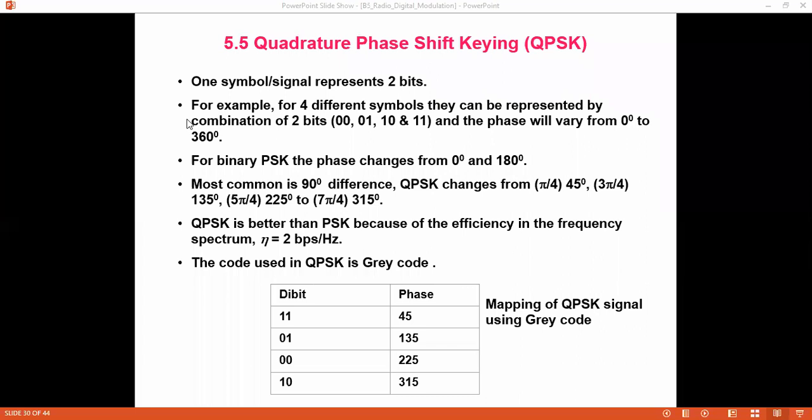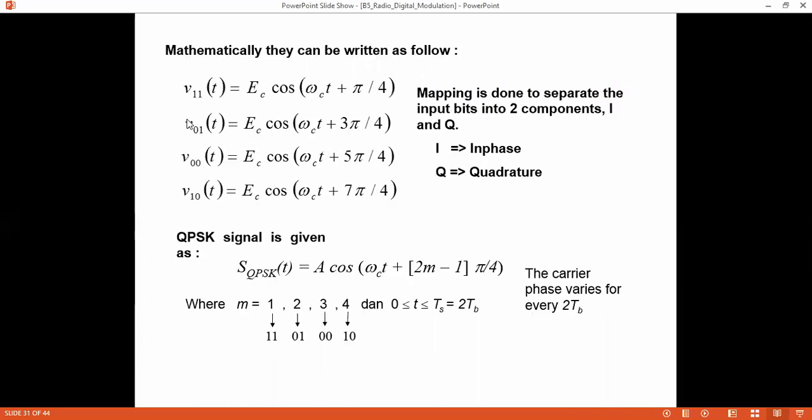So these are the equations mathematically representing 11, 01, 00, and 10. Pi over 4, or 45 degrees, for 11, and then after that 01, 00, and finally 10.